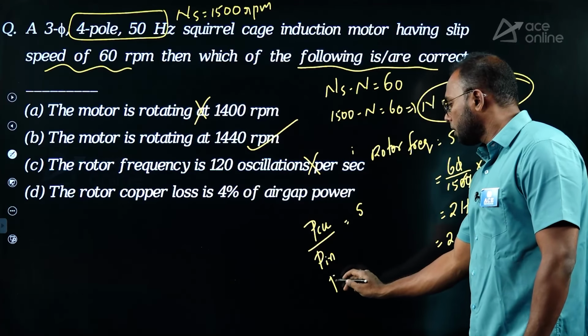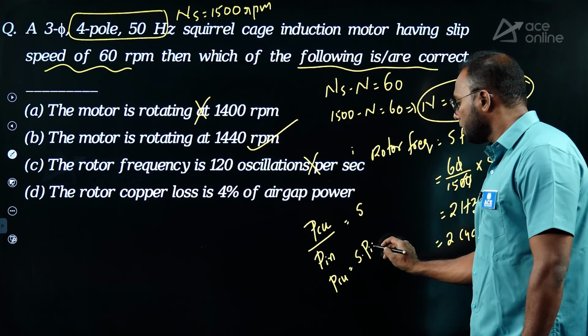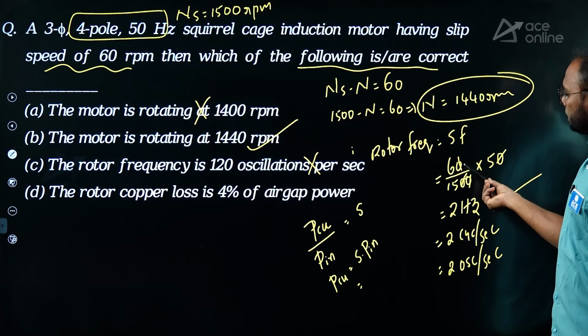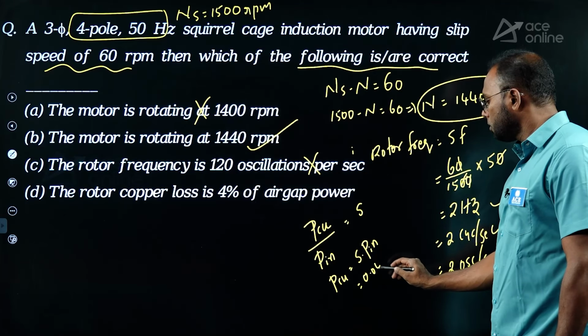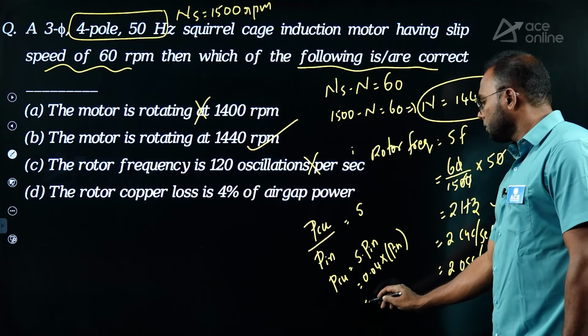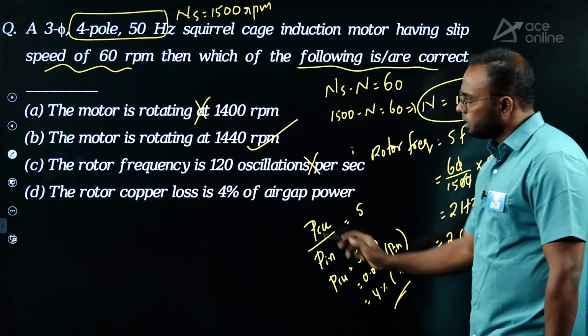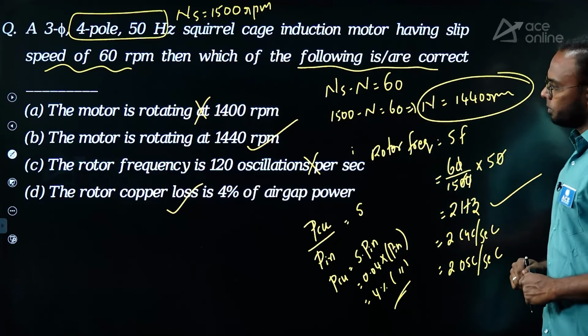Then what is the rotor copper loss? Slip times of rotor input power or air gap power. What is the slip here? Slip is how much? 60 divided by 1500 means you will get it is 4% only, means 0.04 into rotor input power, it is Pn. So in percentage they given, it is 4% of that only, rotor input power. So this is also correct. The rotor copper loss is 4% of air gap power.